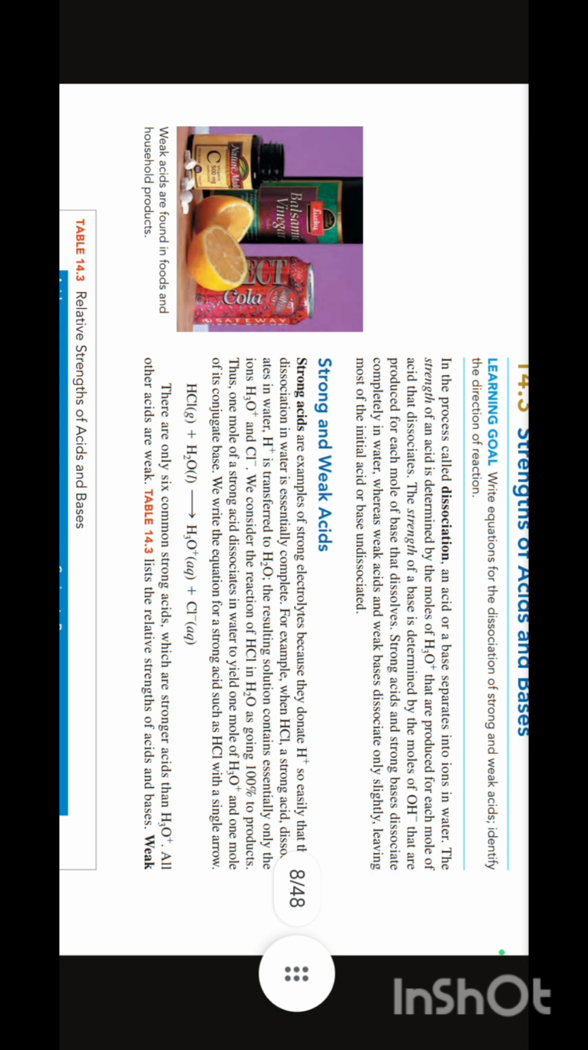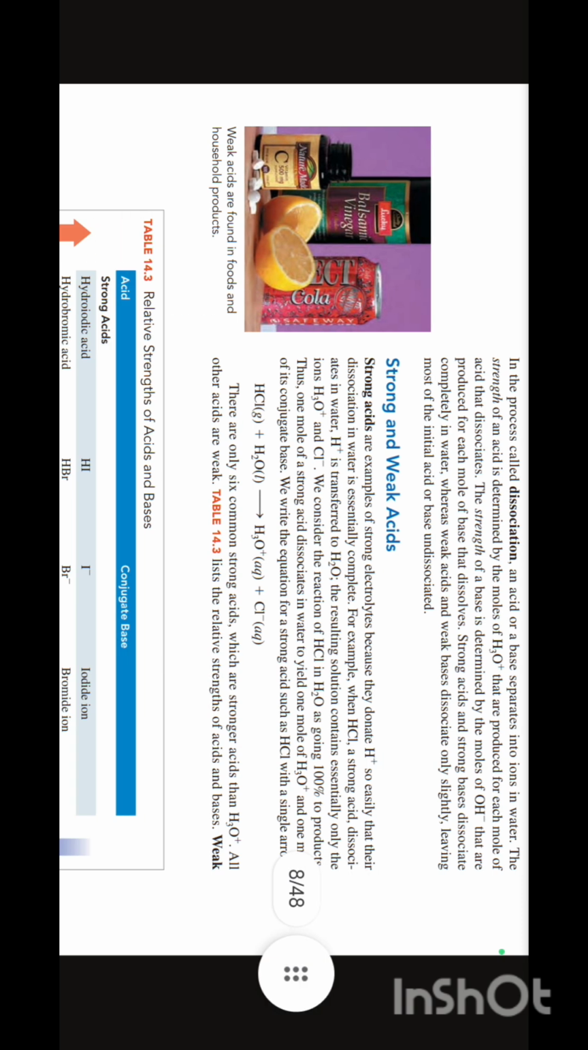Strong and weak acids. Strong acids are examples of strong electrolytes because they donate H+ so easily that the dissociation in water is essentially complete. For example, when HCl, a strong acid, dissociates in water, H+ is transferred to H2O. The resulting solution contains essentially only the ions H3O+ and Cl-. If we consider the reaction of HCl in H2O as going 100% to products, then 1 mole of a strong acid dissociates in water to yield 1 mole of H3O+ and 1 mole of its conjugate base. We write the equation for a strong acid such as HCl with a single arrow: HCl gas plus H2O liquid gives H3O+ aqueous plus Cl- aqueous.